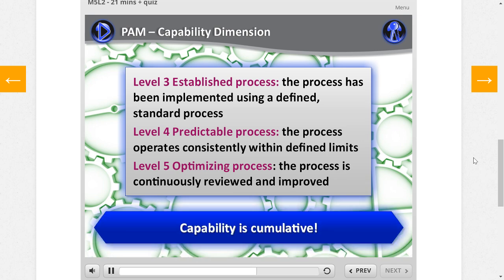It's important to understand that capability is cumulative. A capability level includes all the capabilities of the levels below. So, a process must have reached level 3, for example, before it can be assessed at level 4.